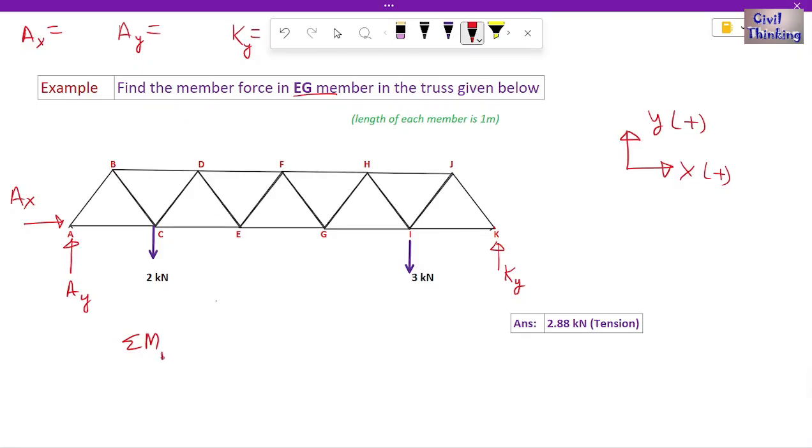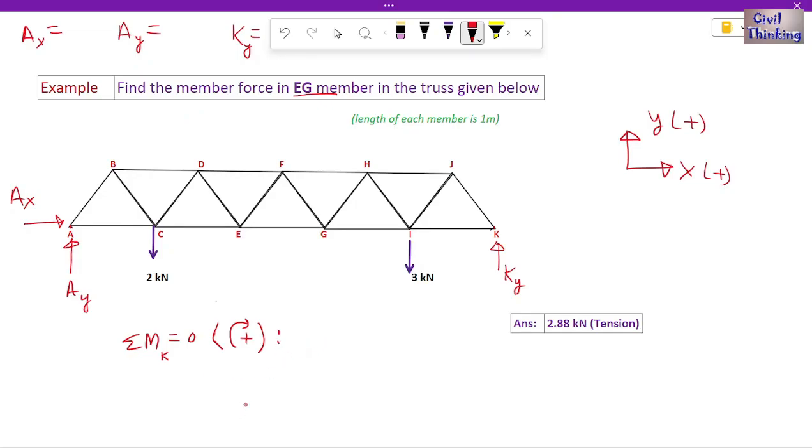Summation of moment about K is 0. You know the length of each member is 1 meter. So AC is 1 meter, all of these are 1 meter. So the total length from joint A to joint K is how much? 1, 2, 3, 4, 5, so 5 meters. Now let us apply this moment equation. I'm assuming the clockwise moments are positive, and anti-clockwise moments are negative.